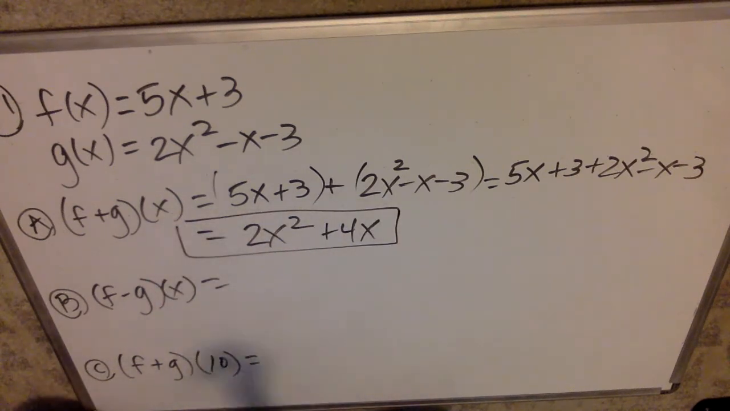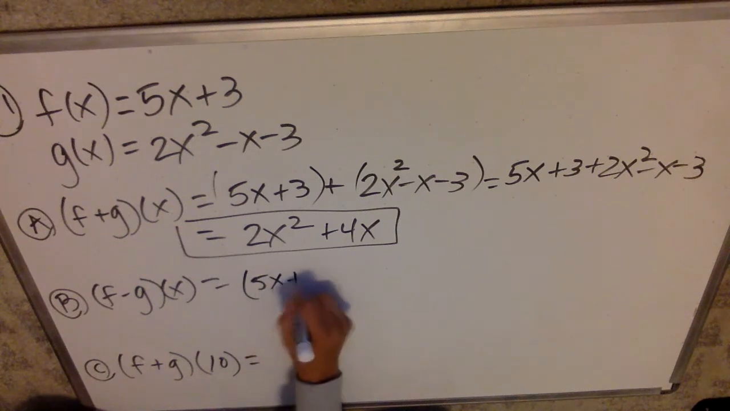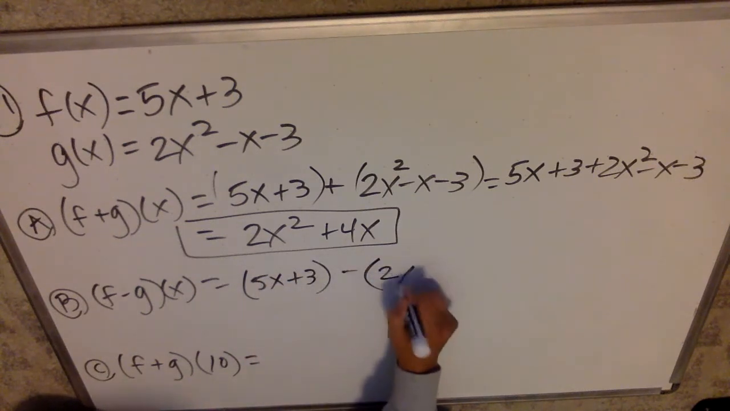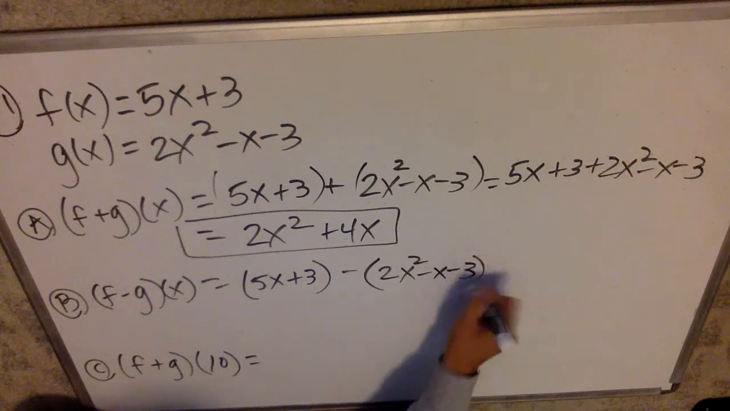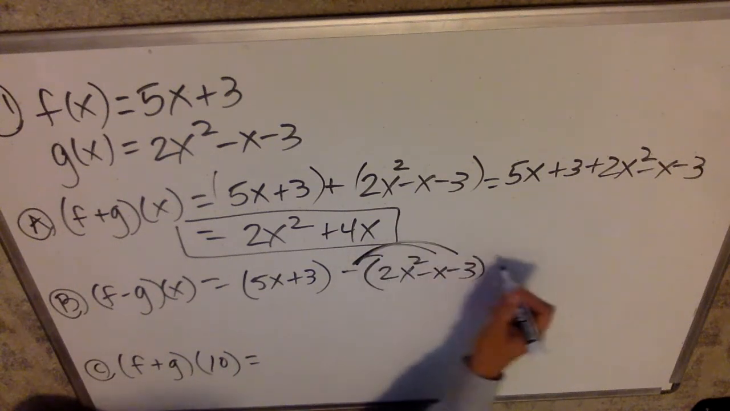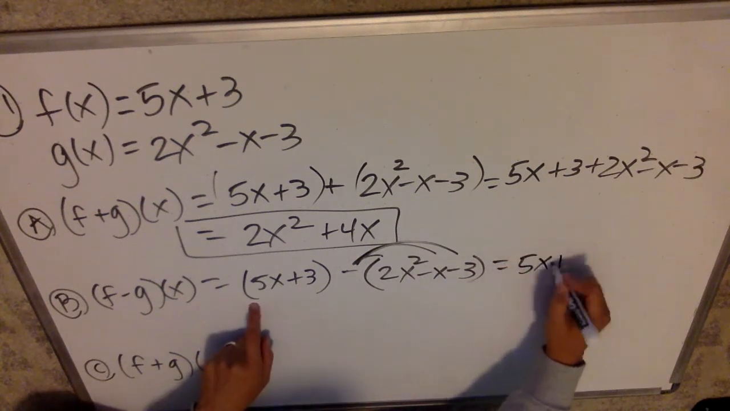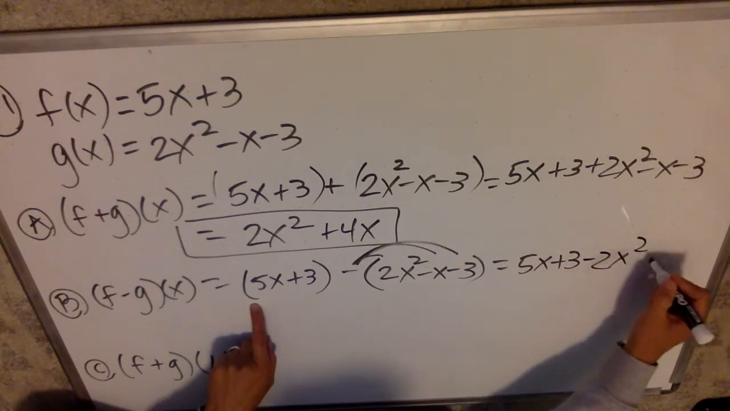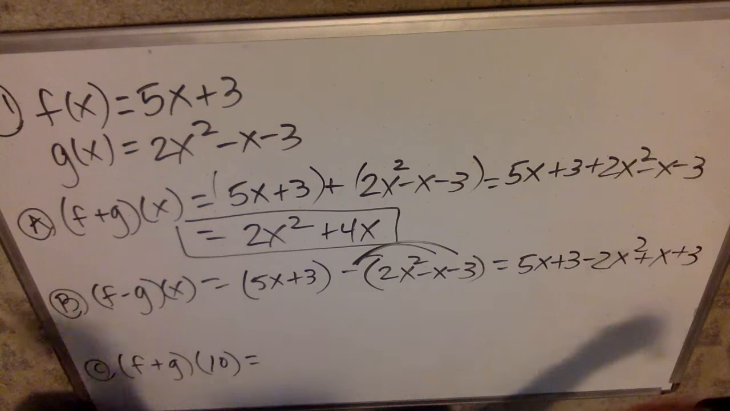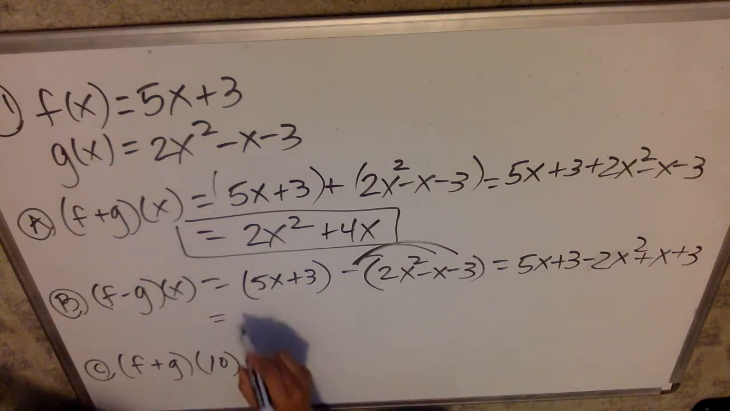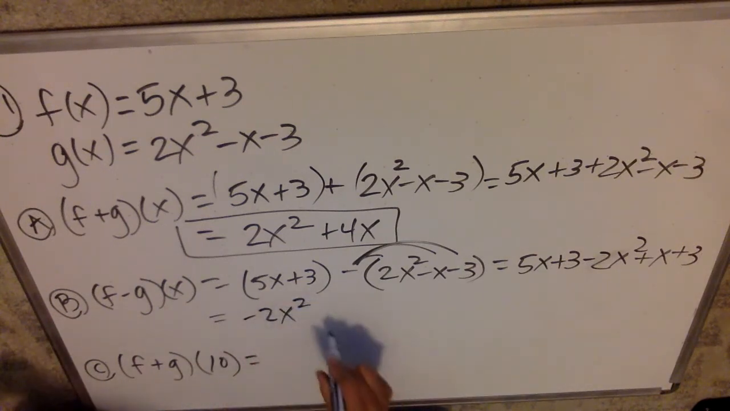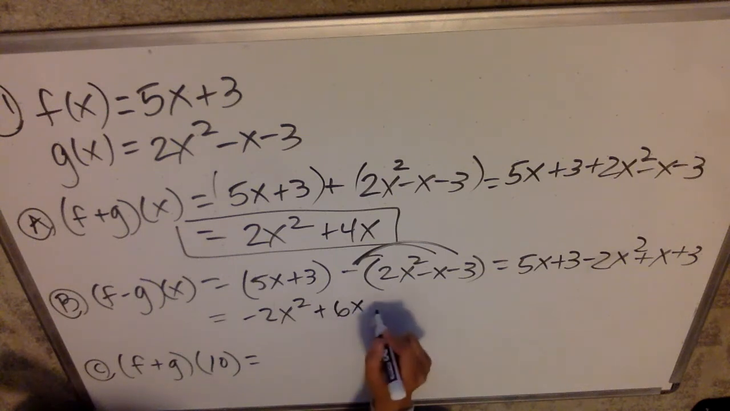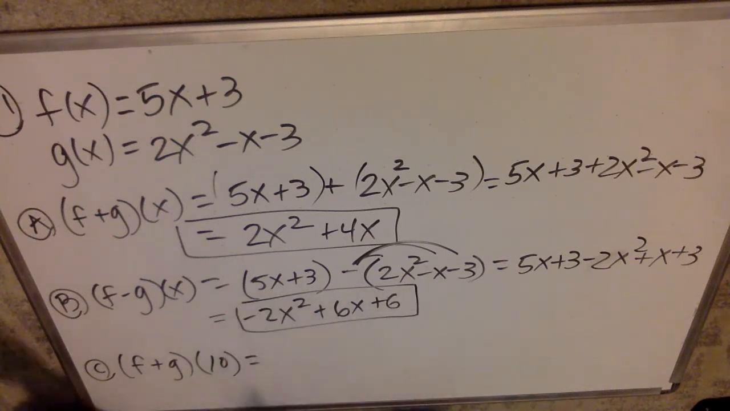For B, f minus g, well, now I need those parentheses for sure for that second set because this negative is going to get distributed. And again, if you're able to just do that in your head and you say, hey, I'm going to jump right to 5x plus 3, making this a negative 2x squared plus x plus 3, that's fine, right? Just don't be wrong. So I get negative 2x squared plus 6x plus 6, right? And that's fine. All right, now, again, there's two ways to do C.